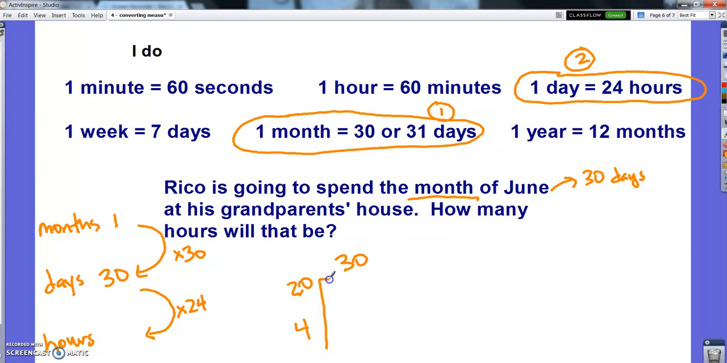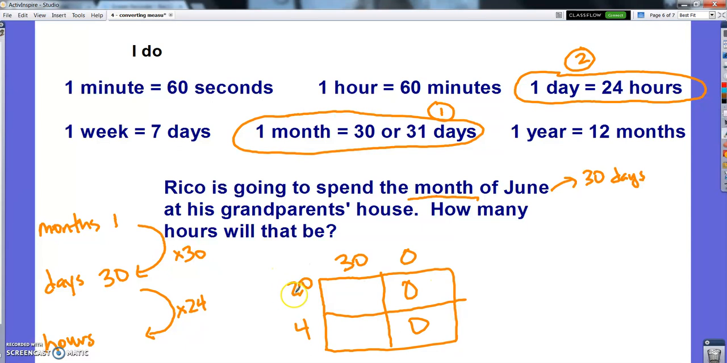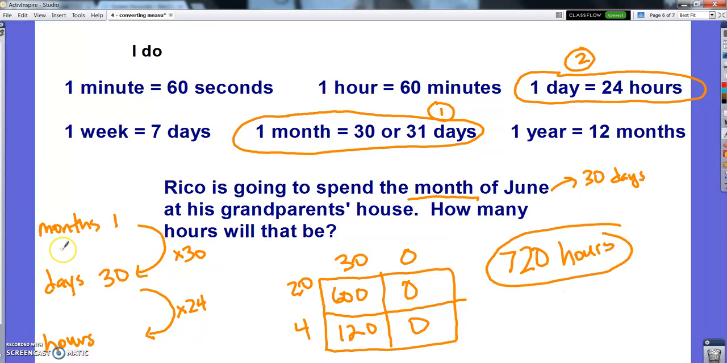So 30 times 24. I guess I'll do the 0 here. It's not going to be anything over there because 20 times 0 is 0, and 4 times 0 is 0. And let's see, 2 times 3 is 6, 0, 0, for my powers of 10. 4 times 3 is 12, 0, and those add up to 720 hours with Grandma and Grandpa after a two-step conversion from months to days, then days to hours. Okay? So that's how it works.